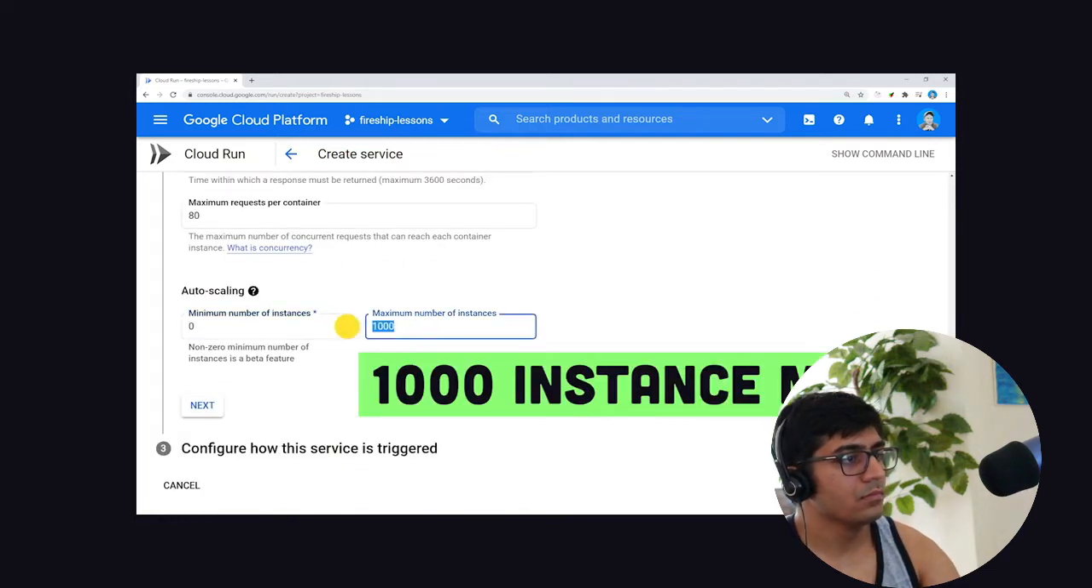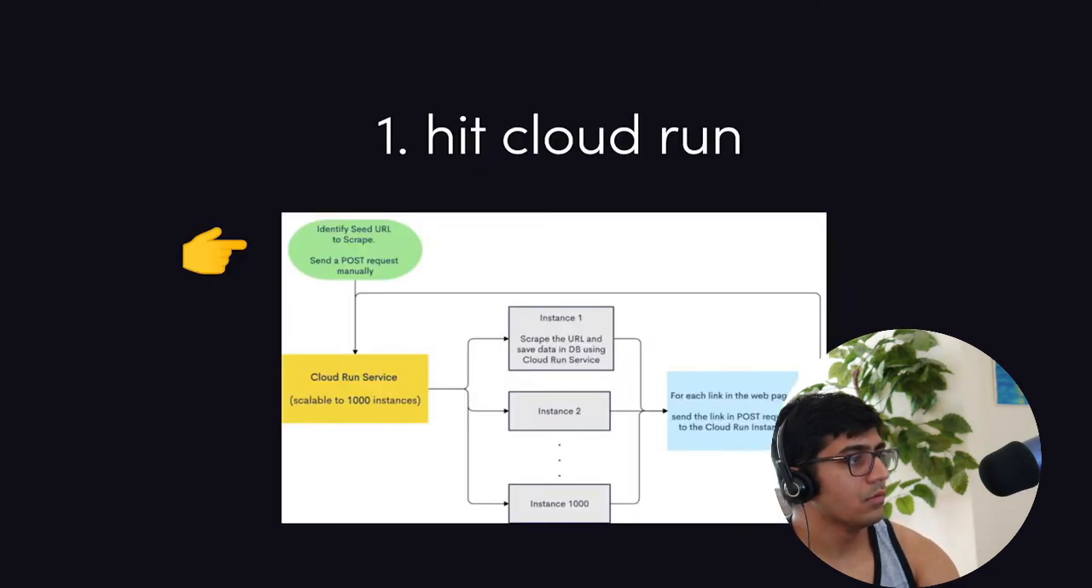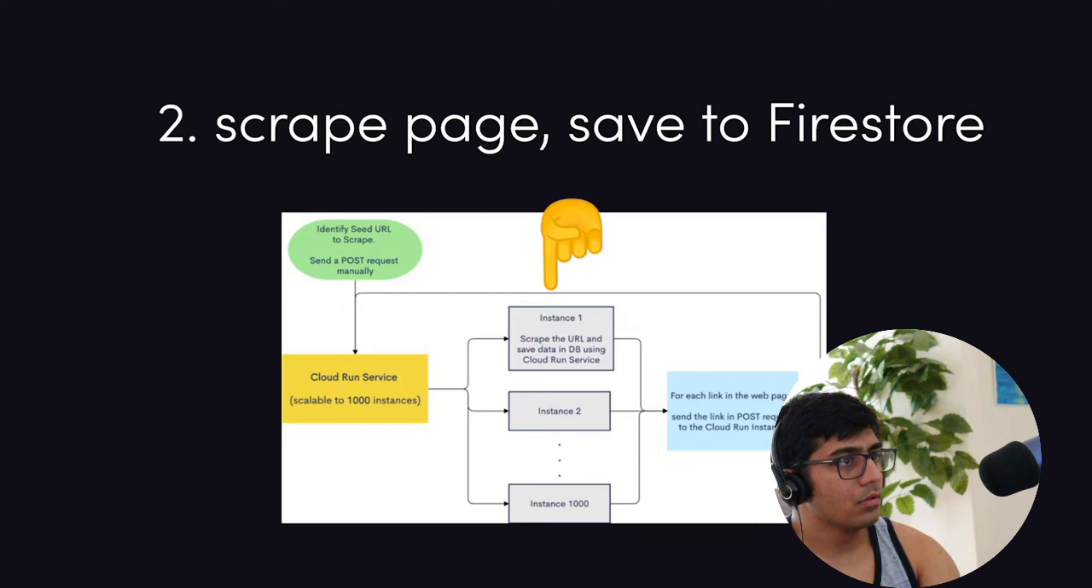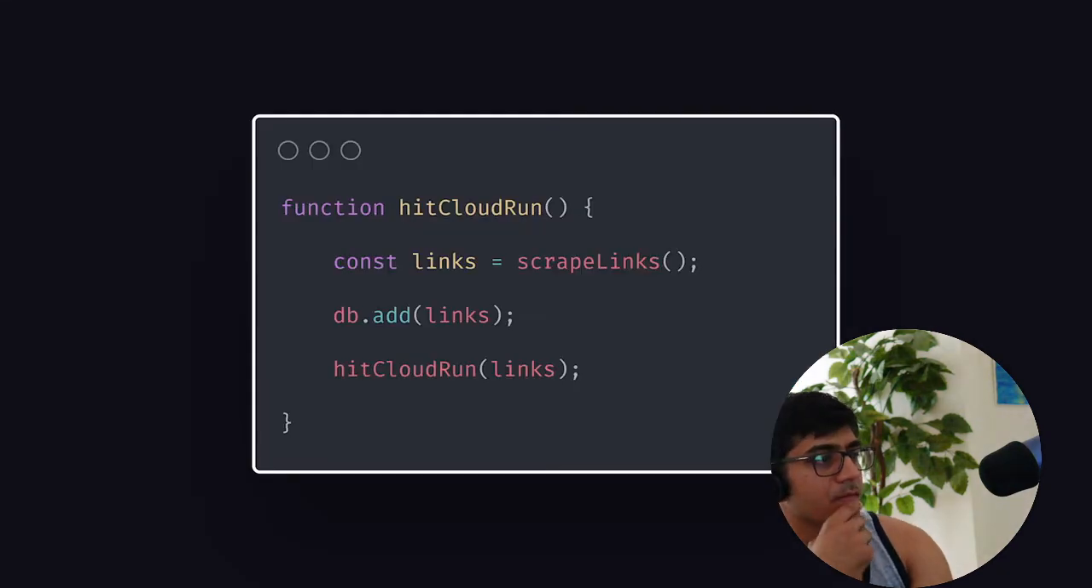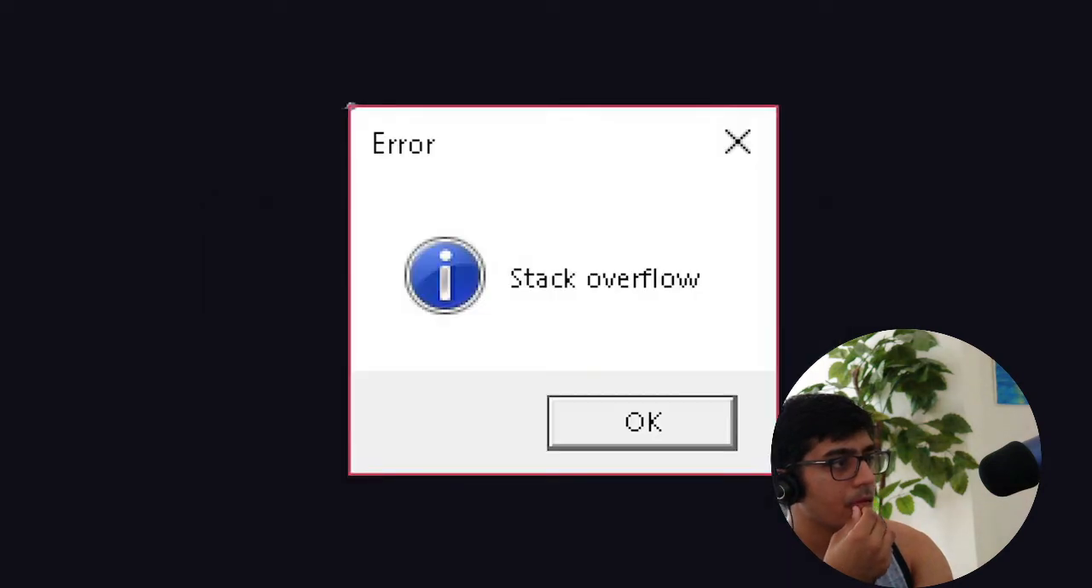Now, if we take a look at the architecture for the web scraper, you'll notice it starts with a manual request to the Cloud Run endpoint. Each run scrapes the URL and saves the results in Firestore. Then it takes all the links it found in a scraped web page and triggers another Cloud Run to process them. If we look at this as pseudocode, what we have here is a recursive function, but a recursive function with no stopping point, which leads to Stack Overflow, or in this case, Cloud Overflow, which is a brand new word that I just coined.